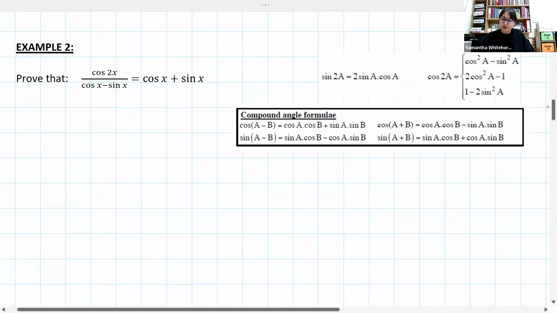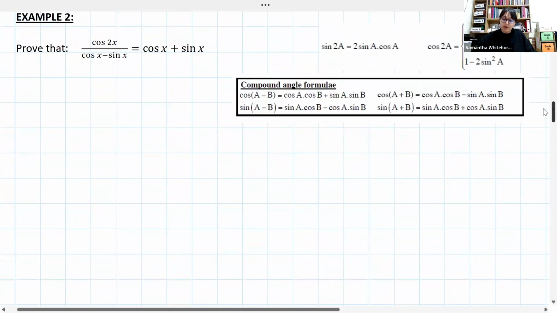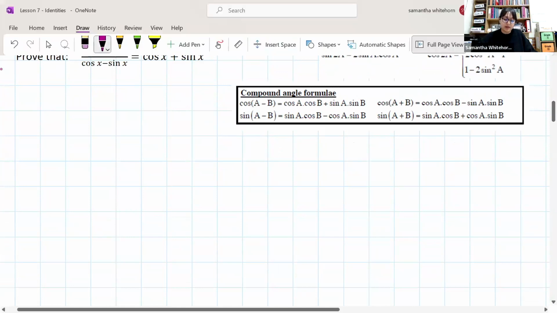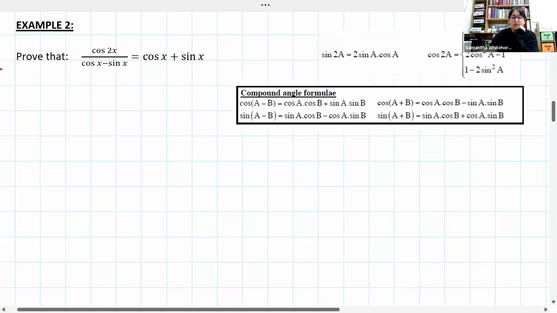All right, so if we have a look at example 2 here, we have been asked to prove that cos 2x divided by cos x minus sin x is equal to cos x plus sin x.